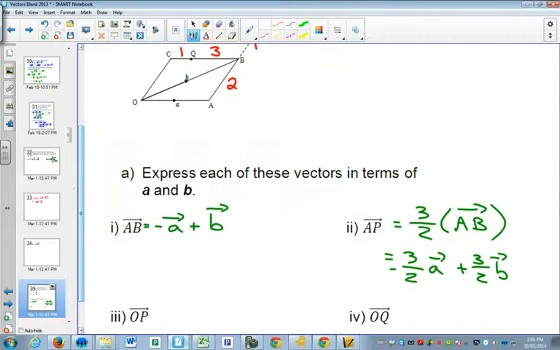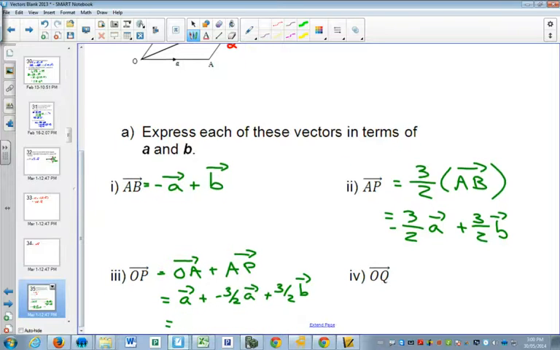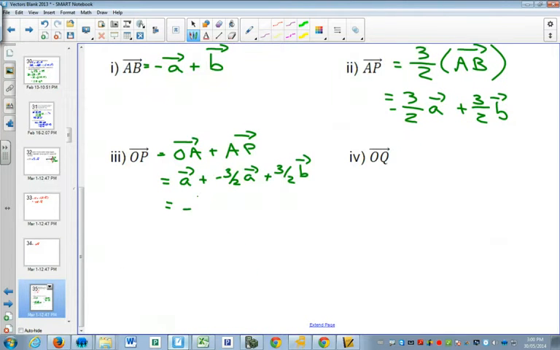Now, O to P, well, if I wanted to go from O to P, I could go from O to A and then from A to P. And since I know that O to A is A, and I've already figured out what A to P is, I can write O to P as negative 1/2 A plus 3/2 B.